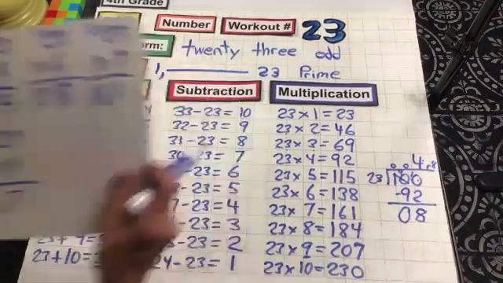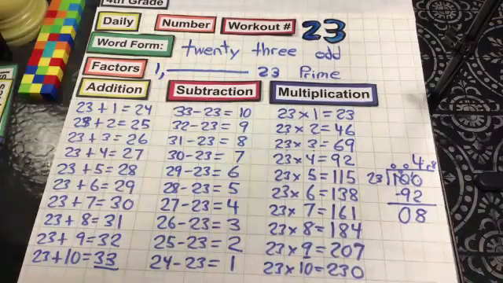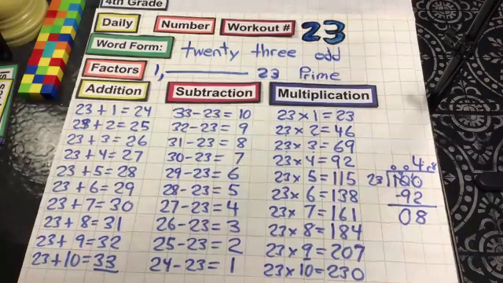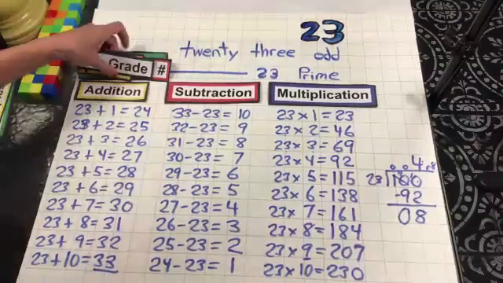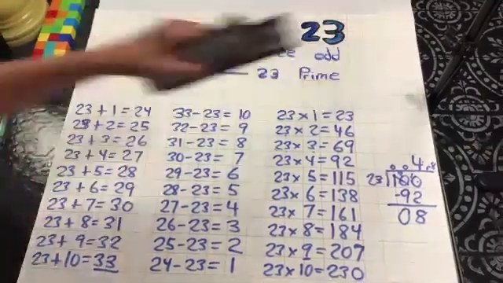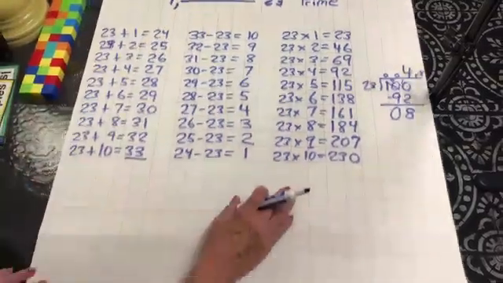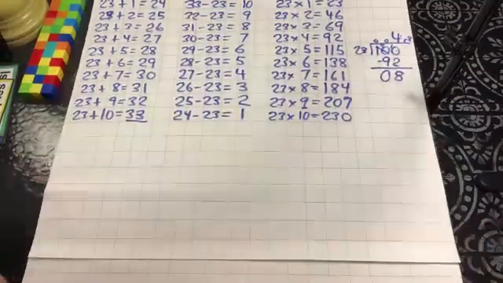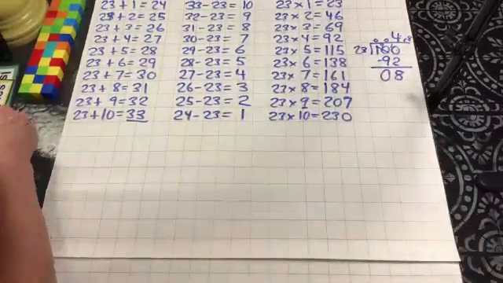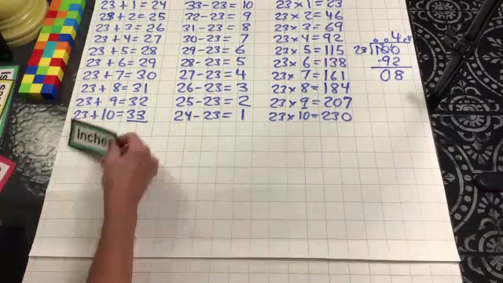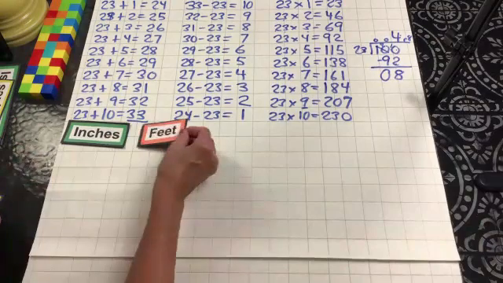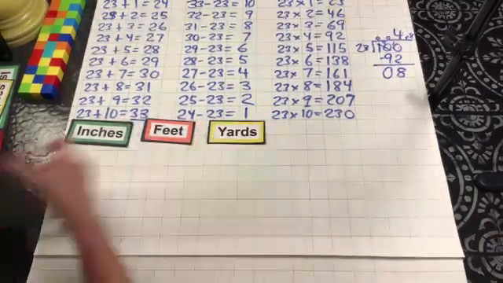All right, looking good for our division, our multiplication, our subtraction, and our addition. Doing great. Now we're on to our measurement. So I'm going to move my paper up and we'll get to our measurement. The first measurement we do is our linear measurement in standard form, which is inches, feet, and yards.